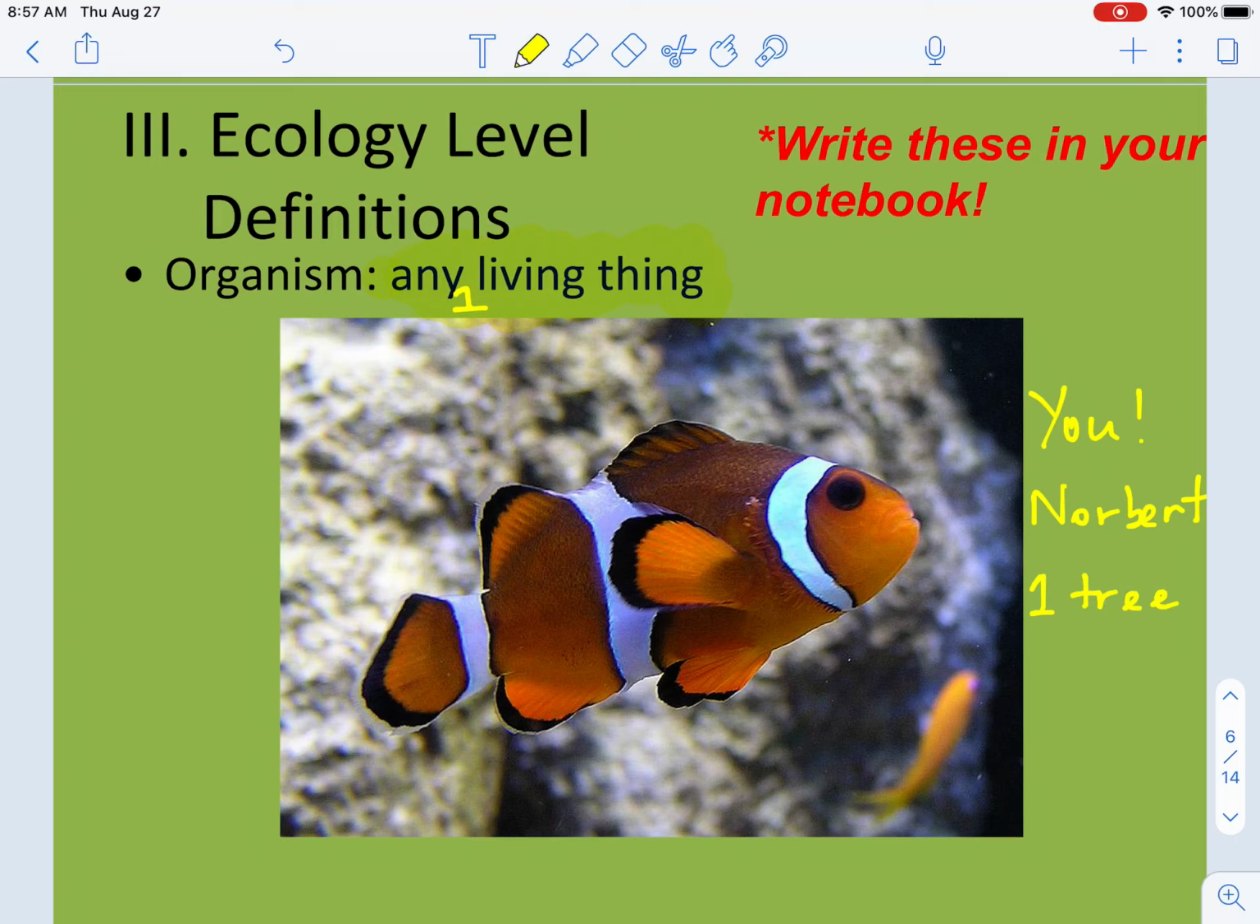So if we think about, what about one flower? Well, that flower is part of a greater organism, that whole bush or that whole plant. Okay, so one living thing. Let's get a little bigger. What do you think a population is? More than one living thing. Good. Of the same type or a different type?